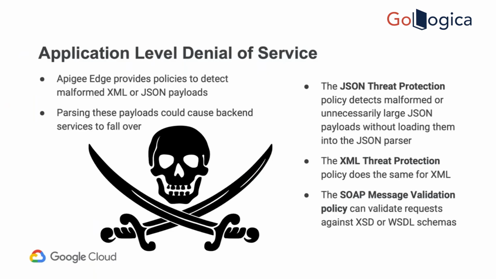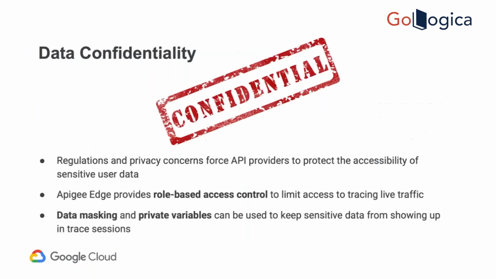They will try to break the parser. Eventually in the backend we will have an XML parser or JSON parser, right? So they will try to break the parser on the backend, to induce a service level DOS attack. So in APG we have the JSON threat protection policy, which will detect any kind of malformed or unnecessary JSON payload. It will work on the structure, so it will check and throw an error if any structure limit is breached. We also have the same for XML: the XML threat protection policy. Then we have the SOAP message validation policy that can validate the request against any XSD or WSDL. So these kinds of policies are available in APG for application level DOS attacks.